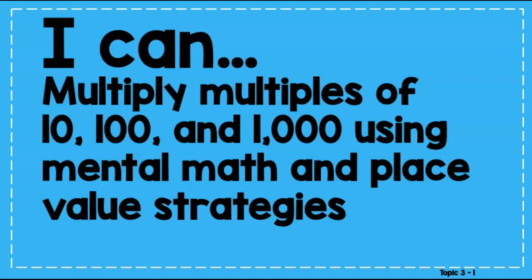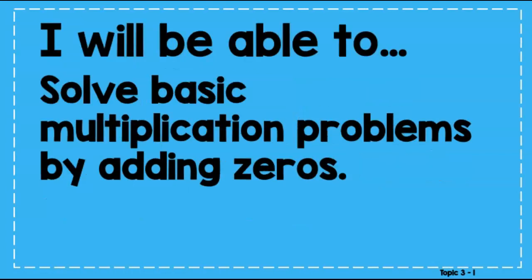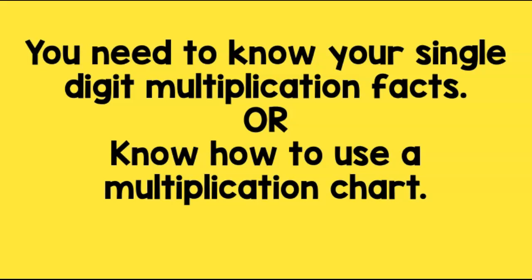Today's learning intention is I can multiply multiples of 10, 100, and 1,000 using mental math and place value strategies. Our success criteria is I will be able to solve basic multiplication problems by adding zeros. You need to know your single-digit multiplication facts or know how to use a multiplication chart for this lesson.